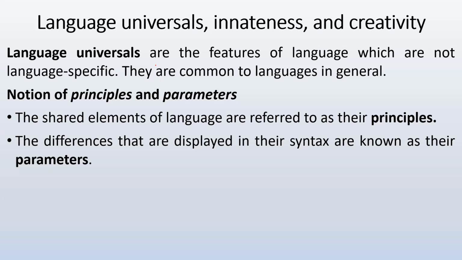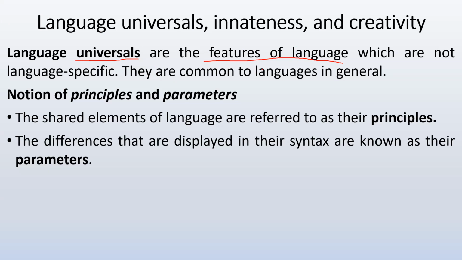So what are the language universals? They are the features of language which are not language specific. You can guess simply from the word universal. Universal means common, something common, not particular. So language universals are particular features of language which are not language specific, and they are common to all the languages in the world in general. That is the idea here, right?